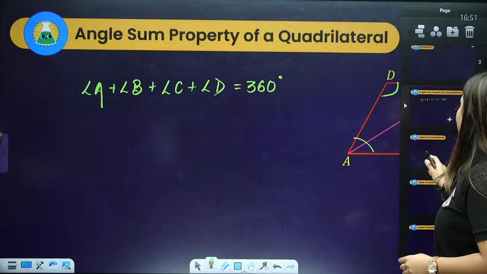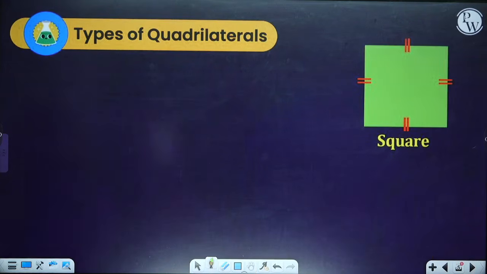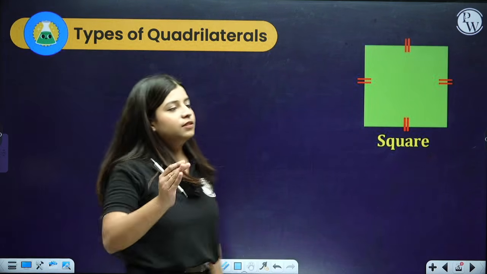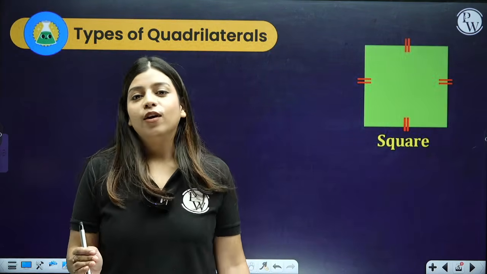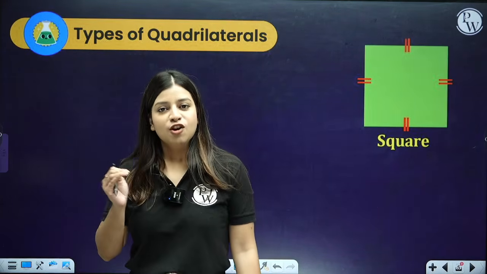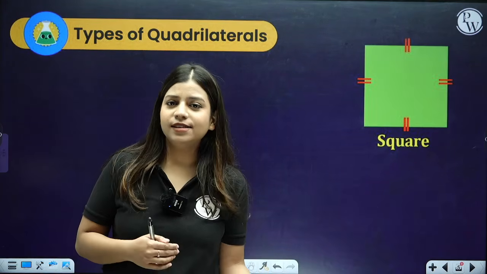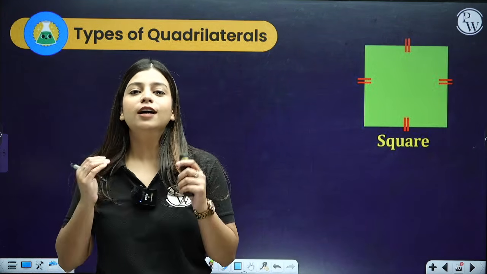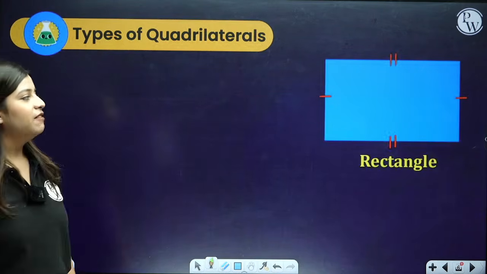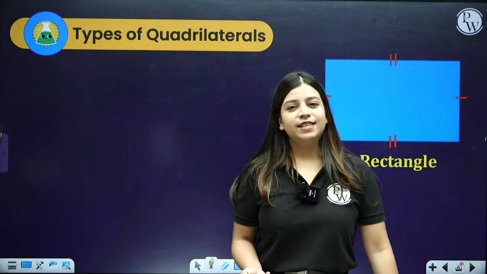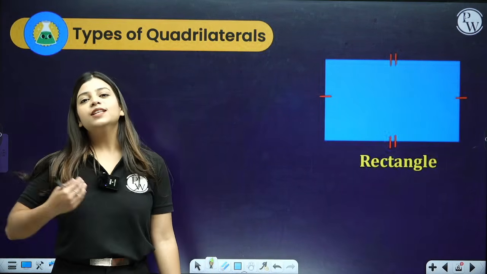The next thing that we have is types of quadrilateral. Now there are some general properties for types of quadrilateral. When we talk about types of quadrilateral, it means different names that are given to different quadrilaterals depending on what properties they exhibit. For example, the very first is square. We know that all the sides of a square are equal, all the angles are 90 degrees, and the diagonals are equal to each other. So these are the properties of a square, and that's why it is named a square. The second one which we have is a rectangle. In a rectangle, the opposite sides are equal, all the angles are 90 degrees, and the diagonals are equal. So these are the properties of a rectangle.